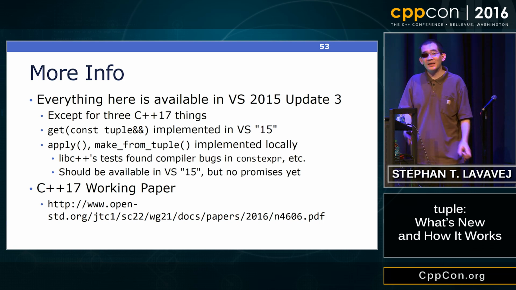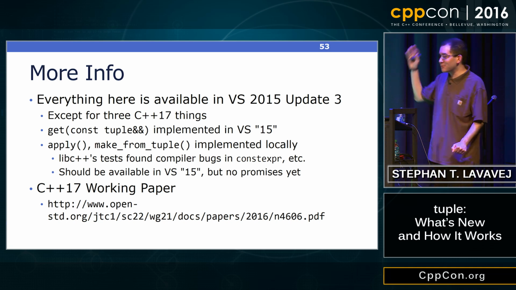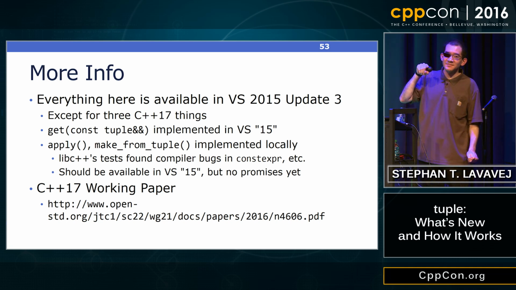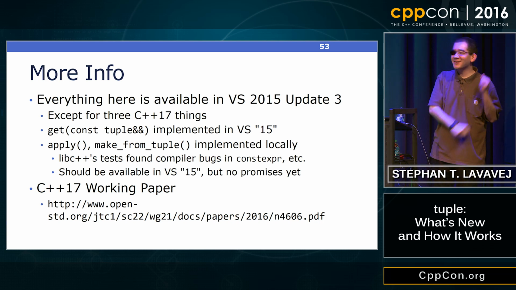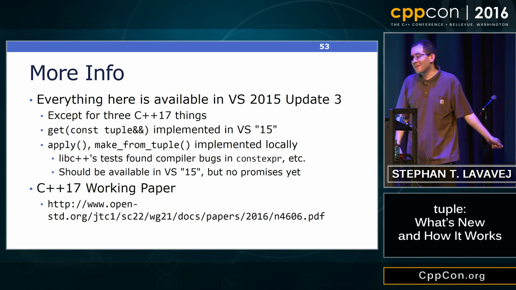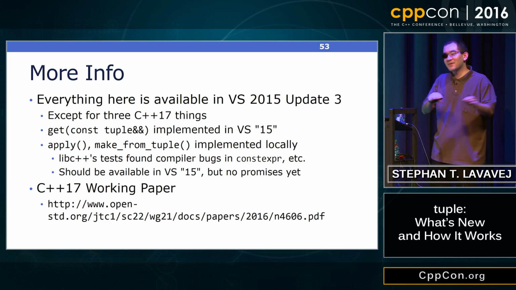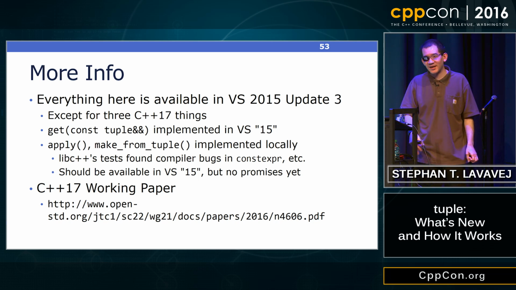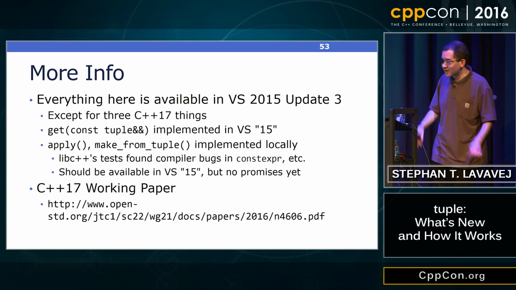Apply and make_from_tuple, I implemented them locally on my machine. I was all ready to check them in on Monday, so I would not need this bullet point. And it passed my tests. And I ran it against libc++'s tests with our compiler and our STL, and I immediately found 2 compiler bugs. Thank you, libc++. So I felt really bad about checking that in with those failures, so I'm not going to do that yet. I'm going to get back from CppCon, properly reduce the compiler bugs, then disable those tests and check the thing in. But I do expect it will get into VS 15. I just can't promise that yet.